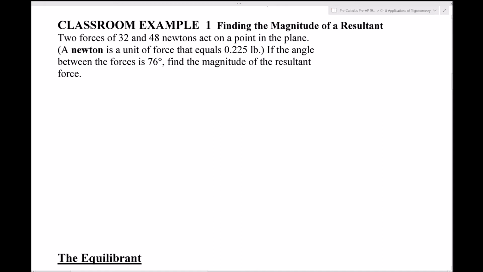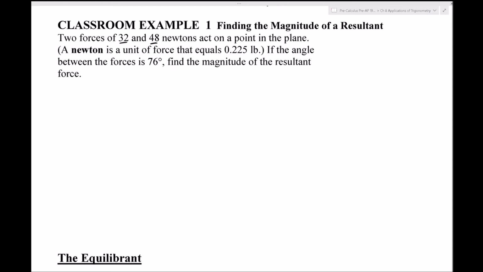Find the magnitude of a resultant. So the resultant would be the result of adding or subtracting two vectors. So we have two forces, a 32 Newton force and a 48 Newton force. Both of these are acting on a point in the plane. So we can think of that maybe like a box. You have two people pushing a very, very heavy box. One of them is pushing with 32 newtons of force, and the other is pushing with 48 newtons of force. And they're acting on that same box to push together. We could think of it that way.